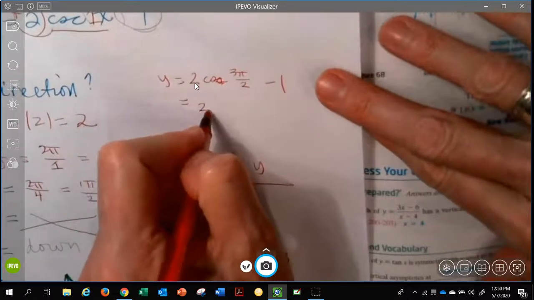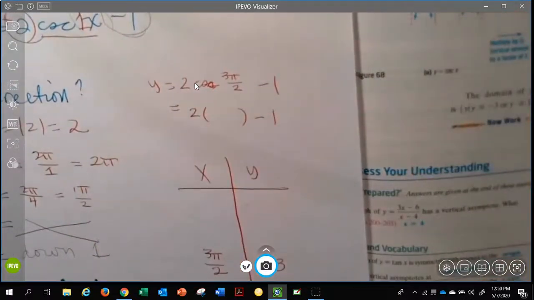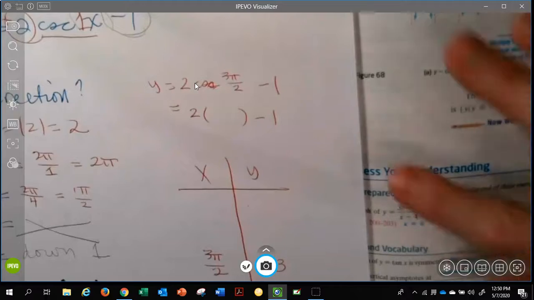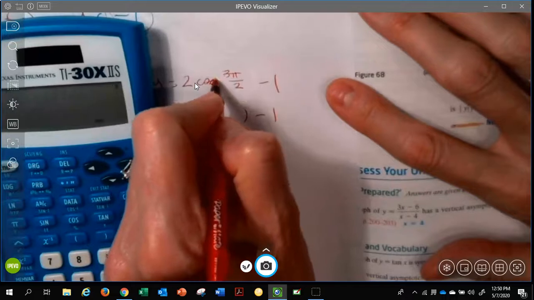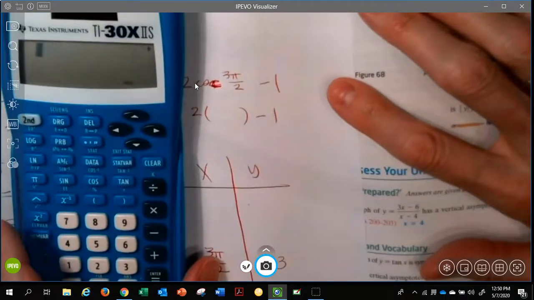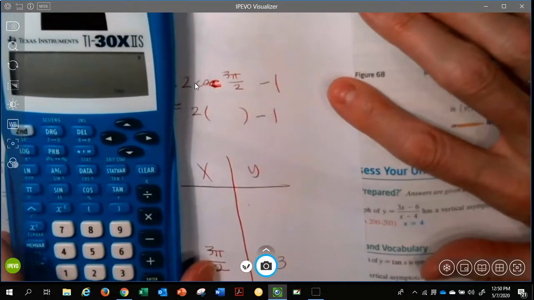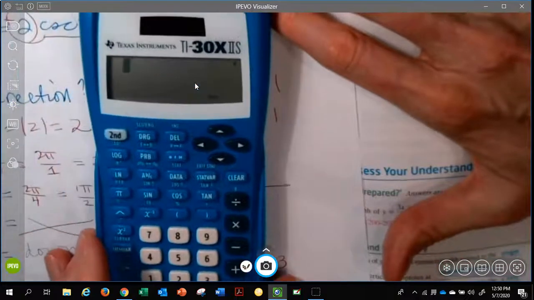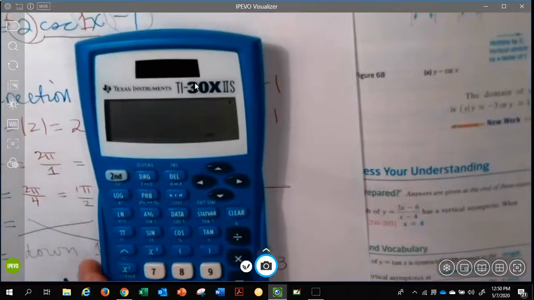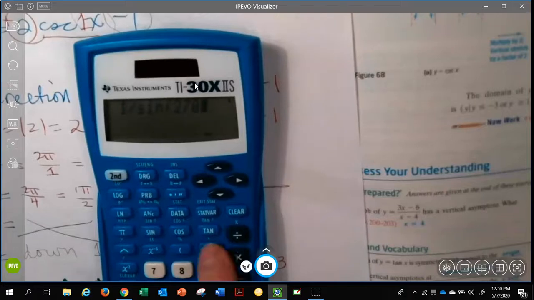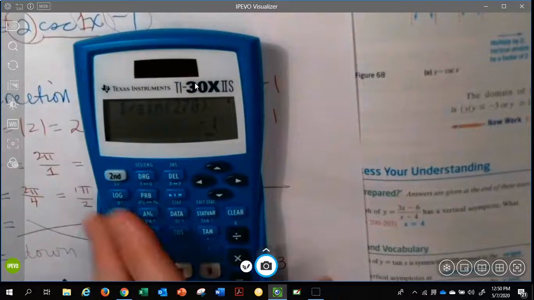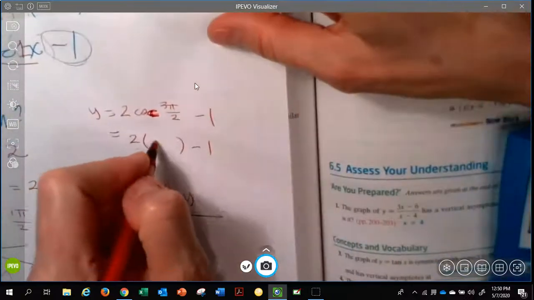So I'll grab my calculator. I'm going to go decimal version. 3 pi over 2 is 270. When I grab my calculator, cosecant's not on my calculator, so I need to do not cosecant, but 1 over sine of 270. 1 divided by sine of 270, close parens, and hit equals. Oh, it's a negative 1. Okay, this is a negative 1.